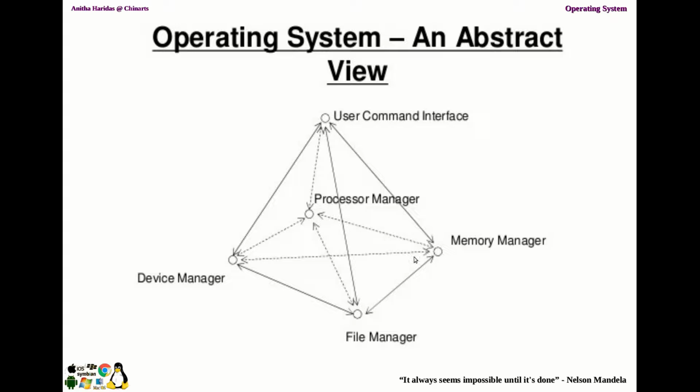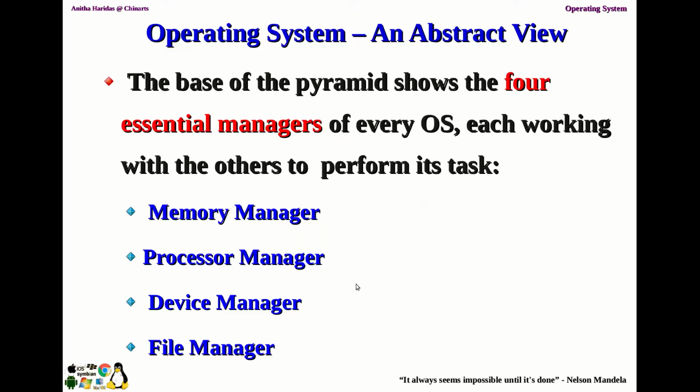You can see here all these 4 managers are interrelated. It doesn't mean that the processor manager need not communicate with the memory manager, or the memory manager is not communicating with the input output device manager. It is all interlinked. Each manager will communicate with the other managers to have a smooth way of running the computer system. And all these are connected to the user command interface also. So all these 5 components of an operating system are all interconnected.